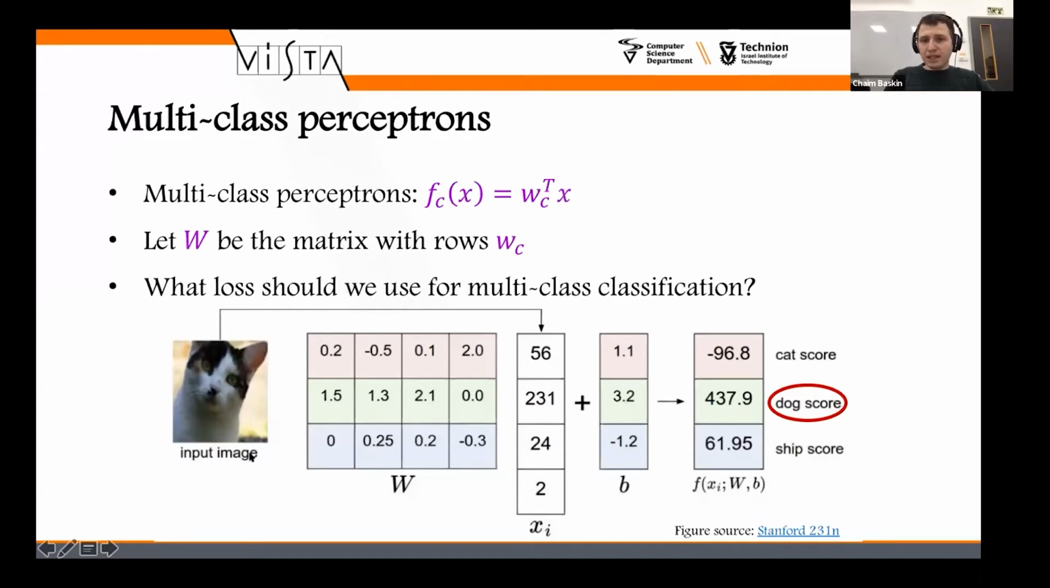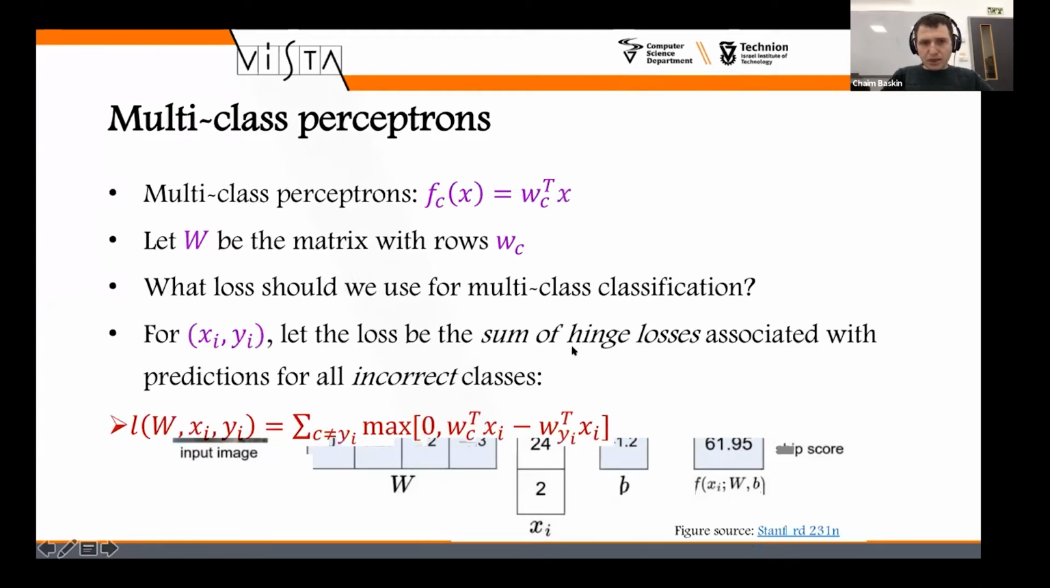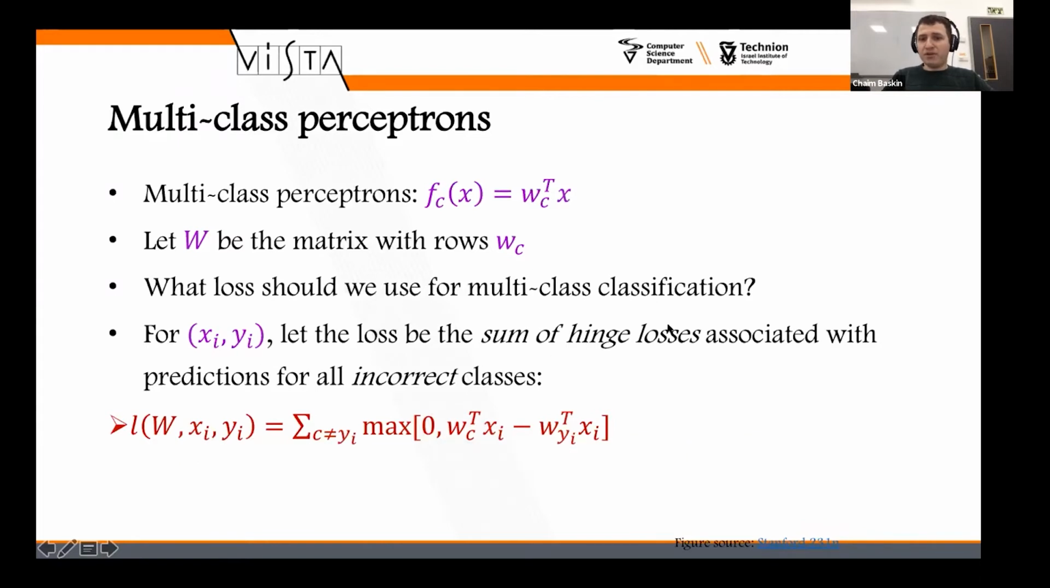Great. So what loss should be used for multi-class classification? For now we have all the predictions, and now we need update rules for learning this model to classify correctly. We can use, for x and y, a loss that is the sum of hinge losses associated with all incorrect classes. We take all the incorrect classes, build our loss, and we want to minimize it. By minimizing it, we minimize all the incorrect scores and give the highest prediction to the correct class, of course.